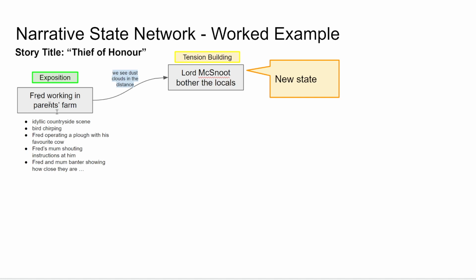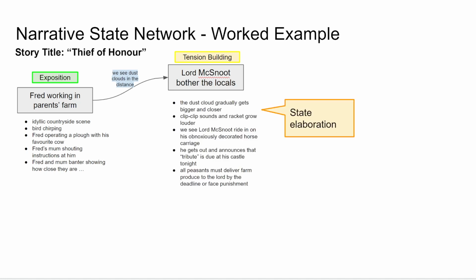So you can see the progression of the story stages is still coherent. You have exposition, and then it goes to tension building. Then let's describe what's actually happening with the extra stuff. You can put in a little bit of key dramatic events that you wanted to happen. If you think it's really important for the dust cloud to build the tension, and then increasing the sound and that kind of thing. And then finally, we see Lord McSnoot's really obnoxious carriage.